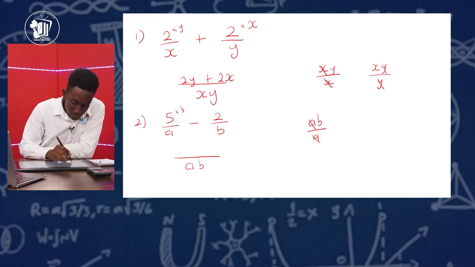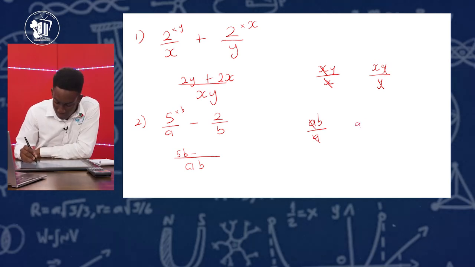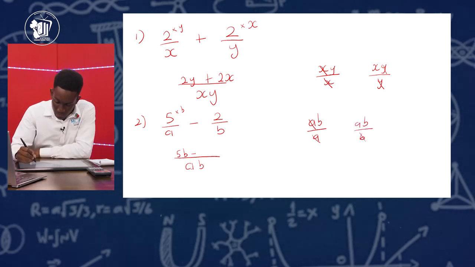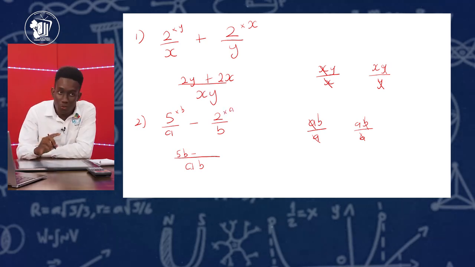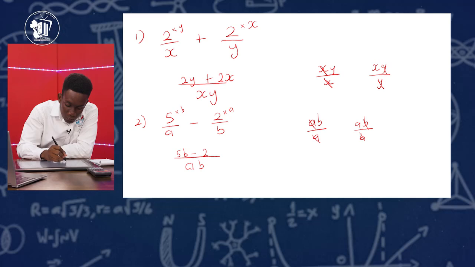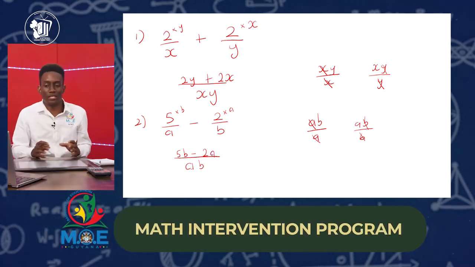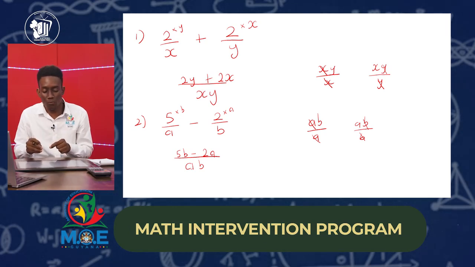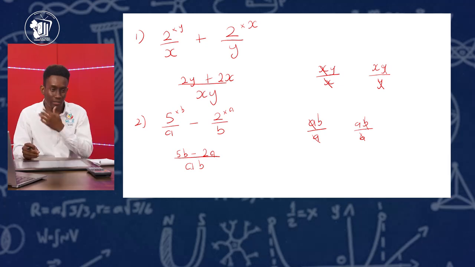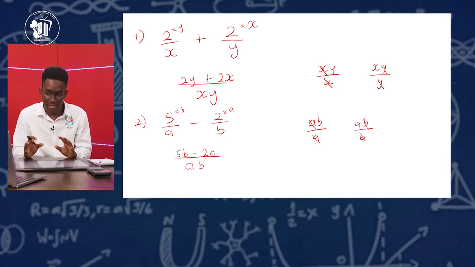So 5 times b would be 5b. Subtract ab divided by b. The b will cancel out, so we're left with a. So we take that answer, we multiply. So 2 times a would give you 2a. And we leave it as that. We cannot take it any further. So our answer, when we have 5 over a subtract 2 over b, would simply be 5b subtract 2a, all divided by ab. And that is the answer.